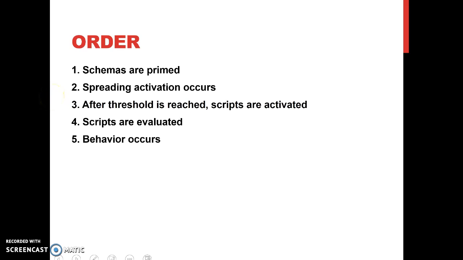So 1 is you're primed. Number 2 is spreading activation. Number 3 is if you reach this threshold, then scripts get active, just like I talked about. Multiple scripts get activated. And step 4 is they each get evaluated. And then finally, the winning script is the one that predicts your behavior, and that's step 5. So you can see a clear kind of progression from just me showing you a picture all the way to predicting your behavior.